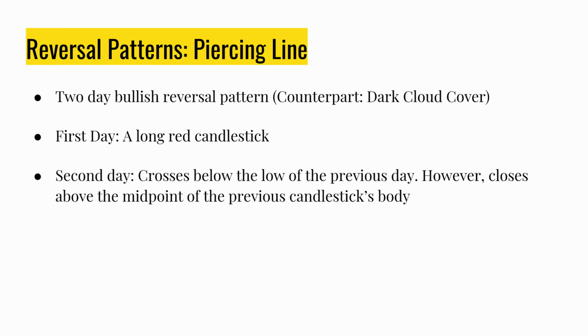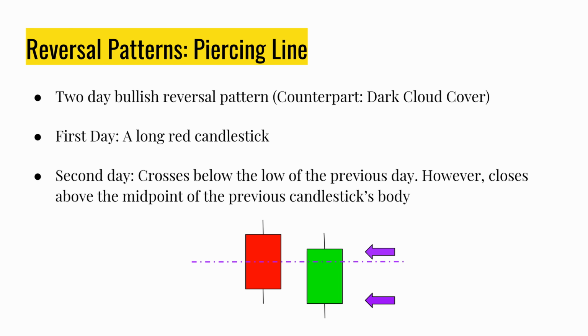To illustrate this scenario, we have our one long red candlestick on the first day. The second day produces a long green candlestick. This was produced because we opened lower than the low of the previous day, but moved higher and closed above the midpoint of the first day's candlestick body.